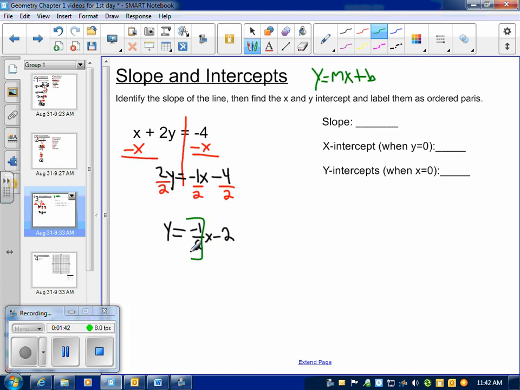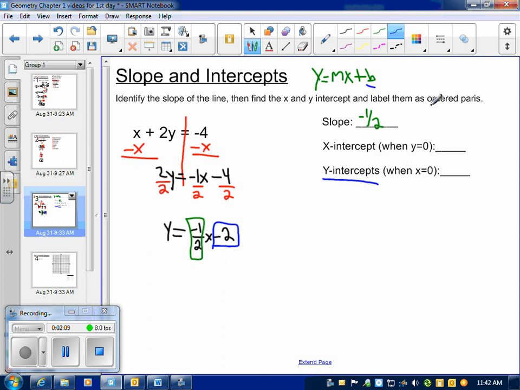My m value, the slope, is the fraction that is attached to the x. So slope is negative 1/2. Remember, that's rise over run. My y-intercept can actually be read from the b value. And you have to remember to take the sign that's attached to it. So this subtract 2 is actually a y-intercept of negative 2.